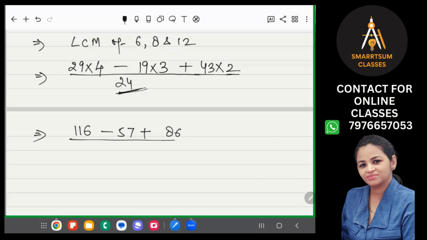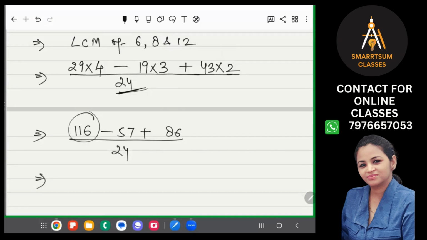Does everybody know how to multiply directly with a single number? Or are you doing it like this, 43 into 2 and this? Don't do this. You can do it directly. So multiply this and this, you get 6. Similarly, when you multiply 2 and 4, you get 8. So in this way, you can directly multiply. Divided by 24.